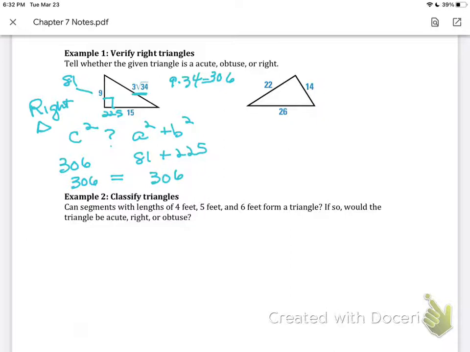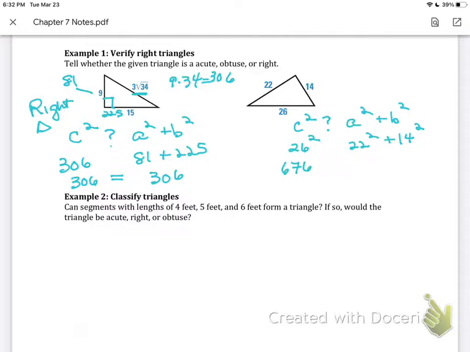Here I can see all my numbers, and I know their relative sizes, and I know I have to figure out C squared and then A squared plus B squared, and I'm not sure if I'm going to have greater than, less than, or equal to, so I'm going to put a little question mark there. Take your biggest side, that would be 26, square it. Take your next side, 22 squared, plus 14 squared.